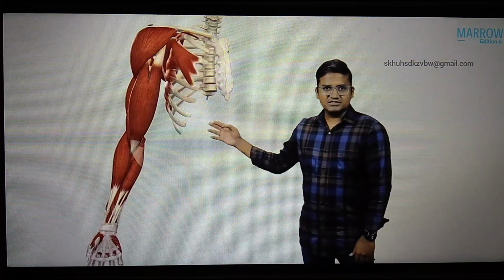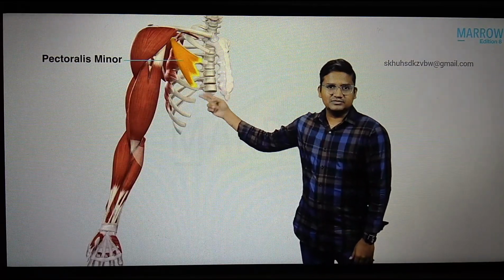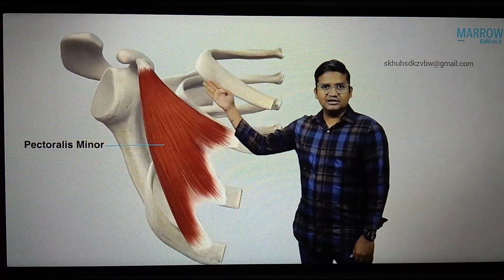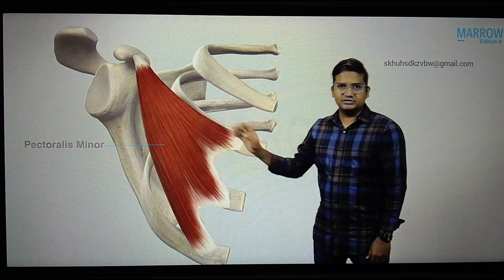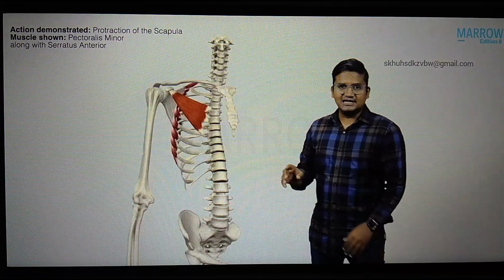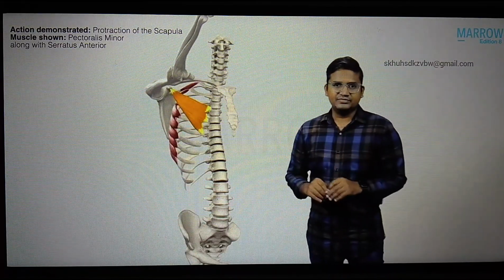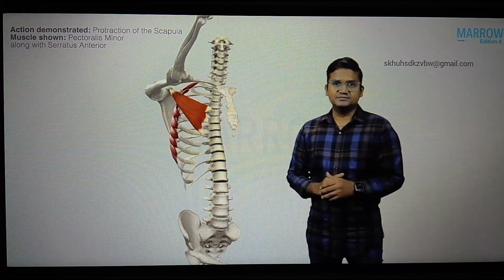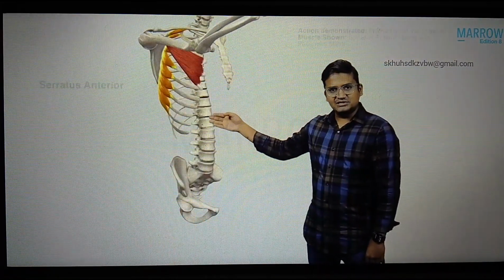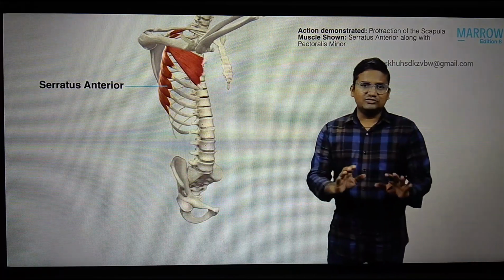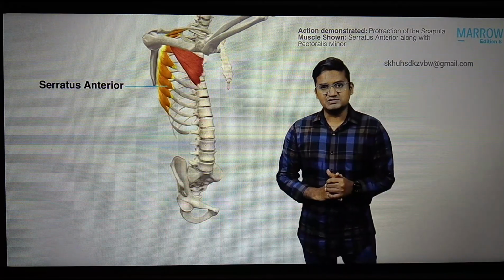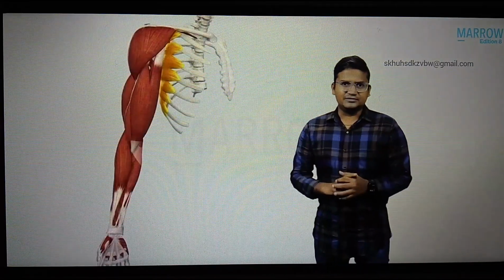Now we remove the pectoralis major muscle and we see the pectoralis minor muscle. It is attached to the coracoid process, with origin from the third, fourth and fifth rib. Now see the action. Pectoralis minor, along with serratus anterior, moves the scapula to the front, so protraction of the scapula. Next, we are seeing the serratus anterior muscle. Action is the same, along with pectoralis minor, protraction of the scapula. One more action is overhead abduction, along with trapezius muscle. We will see that later.